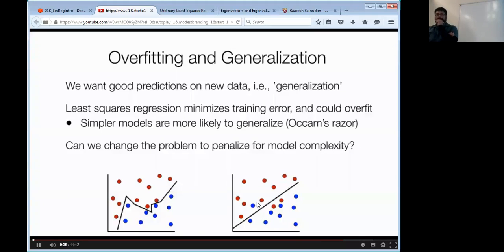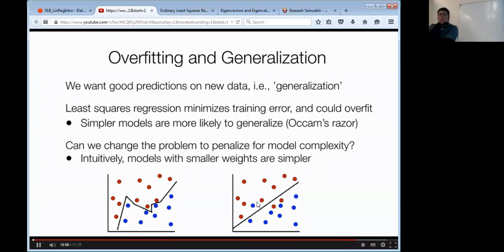However, our ultimate goal is to find a model that generalizes well, or in other words, makes good predictions on new data. Given that least squares regression minimizes only the training error, we run the risk of overfitting. So it would be preferable to solve a slightly different problem, and one that also accounts for the complexity of the different models and favors simpler models. Intuitively, models with smaller weights tend to be simpler, and this idea gives us a natural way to incorporate model complexity into our linear regression framework.